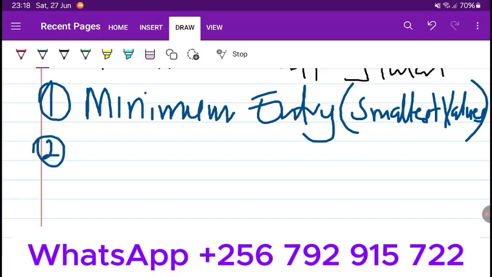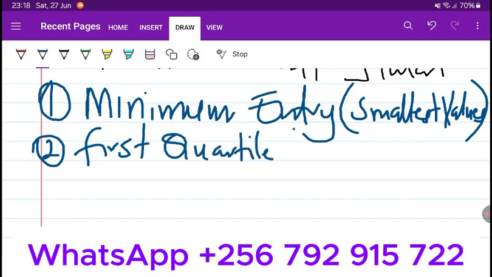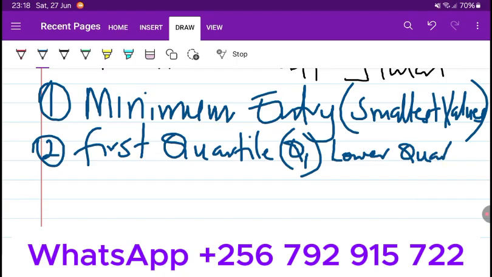Number 2, we have the first quartile. The first quartile, which we call Q1, is the lower quartile. Remember, we told you that the box plot is used to record the quartiles.